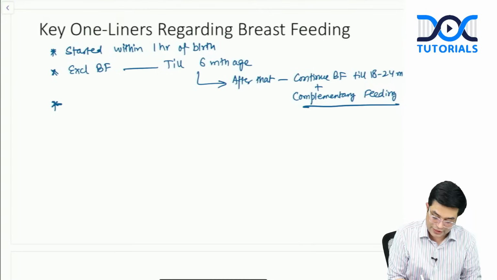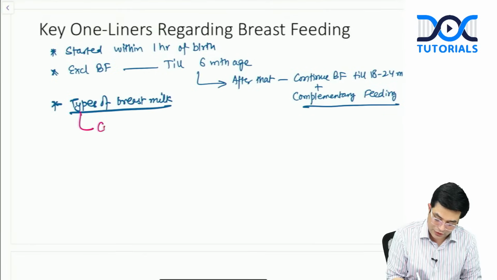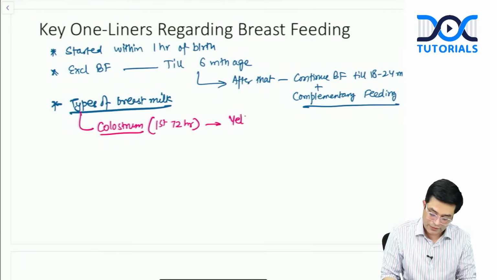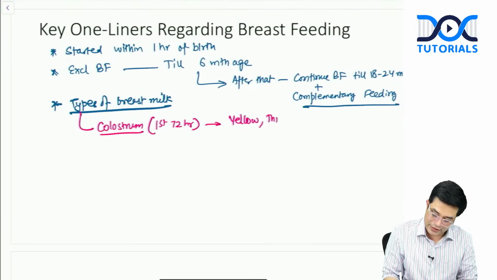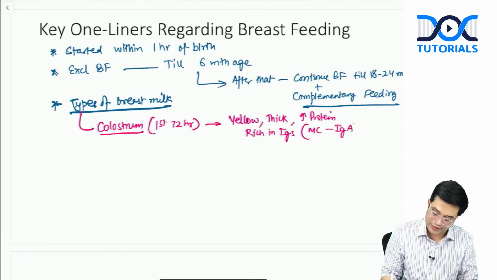Third thing, what are the types of breast milk? Types of breast milk में सबसे पहले आता है कोलोस्ट्रम. कोलोस्ट्रम जो होता है ये फर्स्ट 72 आवर्स में रिलीज होता है. कोलोस्ट्रम इज येलो इन कलर, थिक इन कंसिस्टेंसी, इट हैज मोर प्रोटीन एंड इट इज रिच इन इम्यूनोग्लोबुलिन. मोस्ट कॉमन इम्यूनोग्लोबुलिन इज इम्यूनोग्लोबुलिन ए.